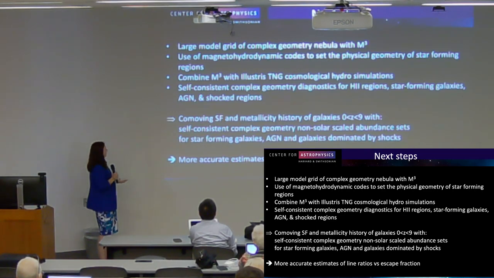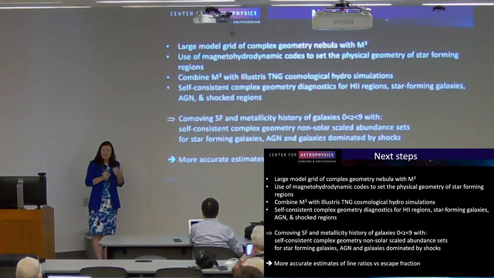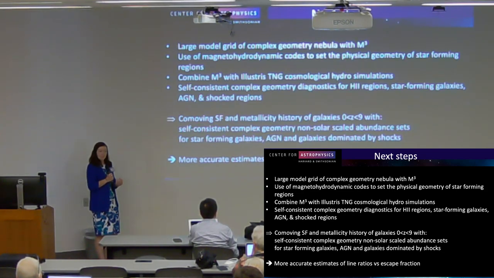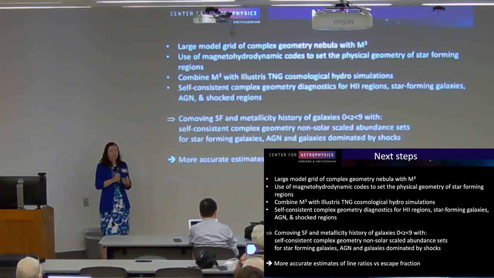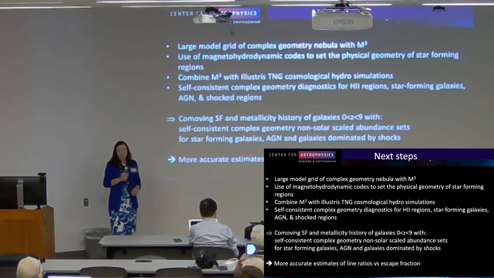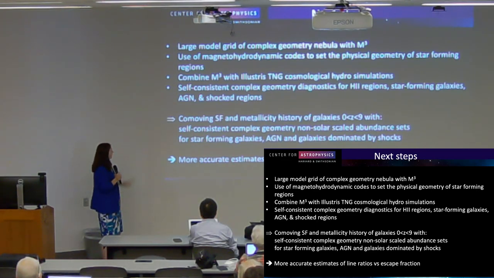Well, we need to use magnetohydrodynamic codes of the gas around the star forming regions to really identify what those geometries would be expected to be like, so that we can have a more realistic geometry for our H II regions. That's the next step.